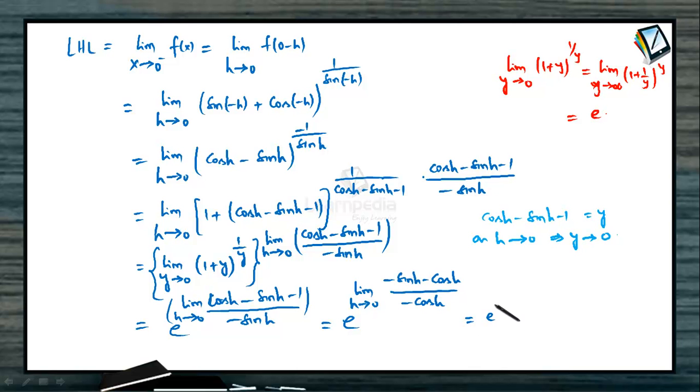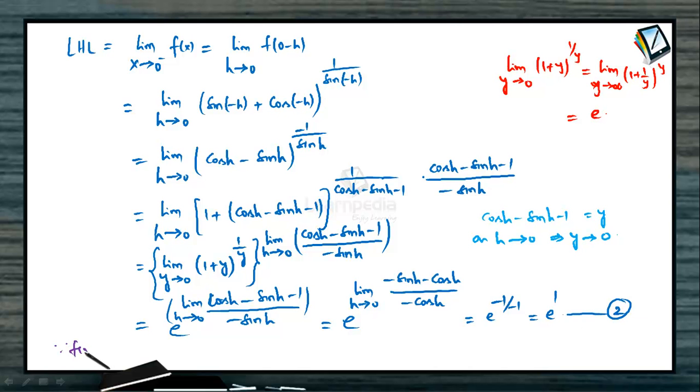Then this is e to the power of (minus sine 0 minus cos 0) by minus 1, that means e to the power of minus 1 by minus 1. So how much is this? This is e to the power of 1. Let's call this limit as equation 2.